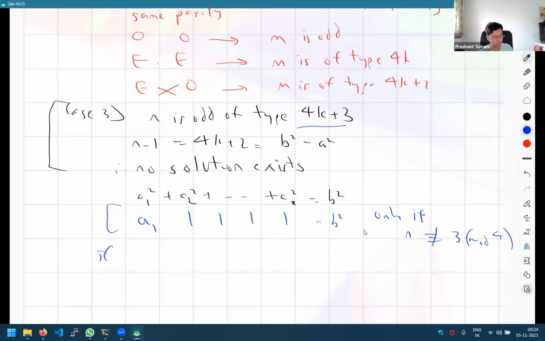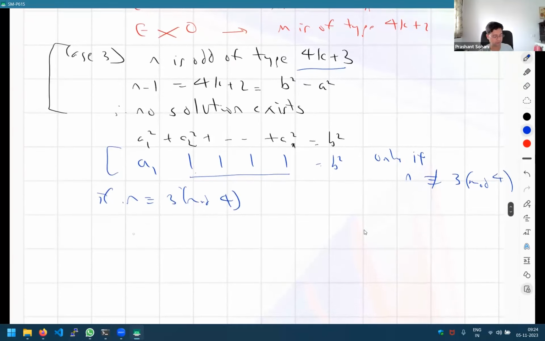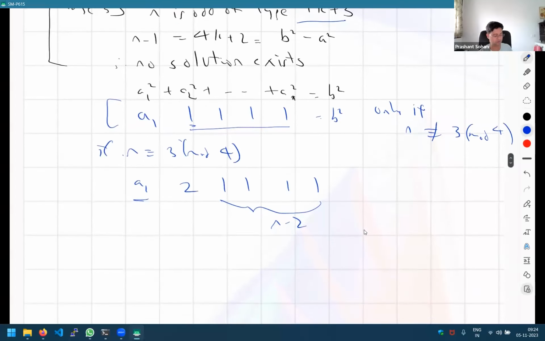So if n is 3 mod 4, then I need to go one level higher. I cannot have all of them ones. So if n is 3 mod 4, then I will have to set one more of them to be non-1. So maybe what I can do is I'll set n minus 2 ones. The last one is a1, and the second last term I can set to 2, for example. And so then what will I get? a1 square plus 4 plus all of this n minus 2 is equal to b square. And then you can try to analyze this further.